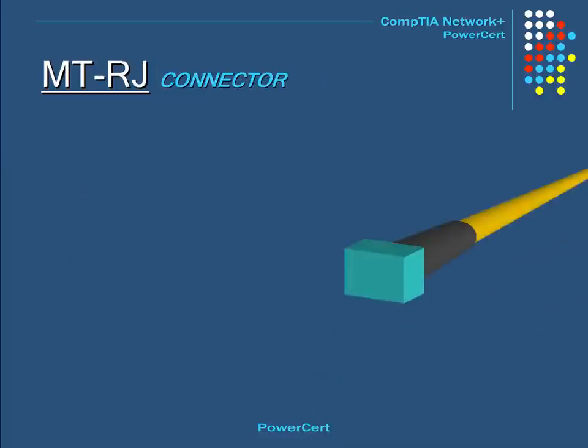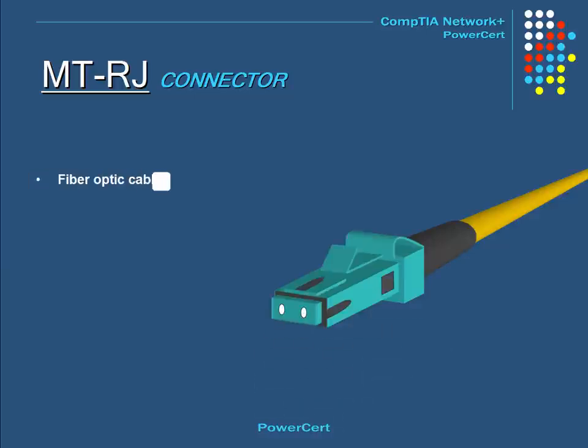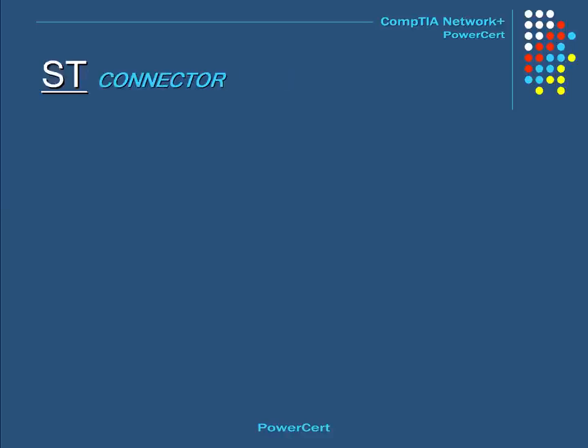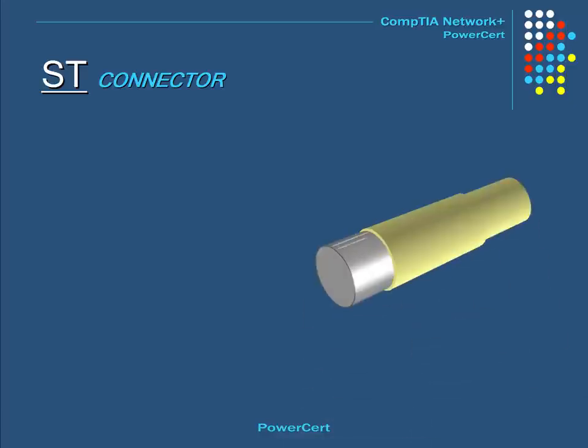Now we're getting into fiber optic connectors, and this connector is called the MTRJ, which stands for Mechanical Transfer Register Jack. And this is a fiber optic cable connector. It uses a latched push-pull connection, and it has a small form factor used for high packed density. Our next fiber optic connector is called the ST, or straight tip. This uses a half-twist bayonet type of lock, and is commonly used with single-mode fiber optic cable.